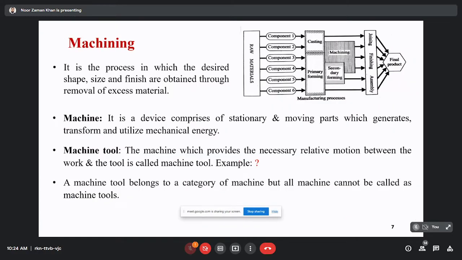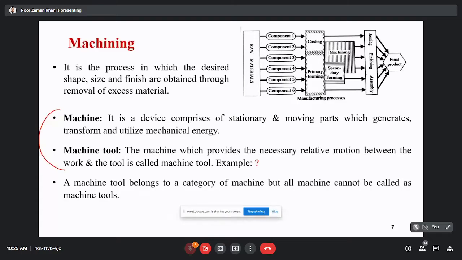Let's have a brief discussion about machining. Machining is a process in which we get the desired shape, size, and finish through removal of excess material. There is a big confusion among students or people about the difference between a machine tool and a machine. So what is a machine? It is nothing but a device which comprises stationary and moving parts, which generates, transforms, and utilizes mechanical energy. This is a generic definition for a machine.